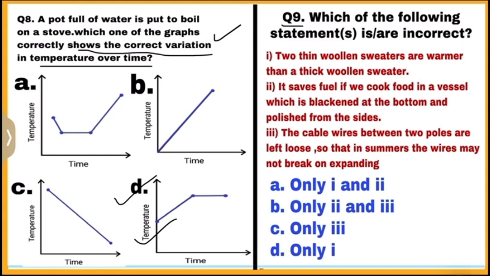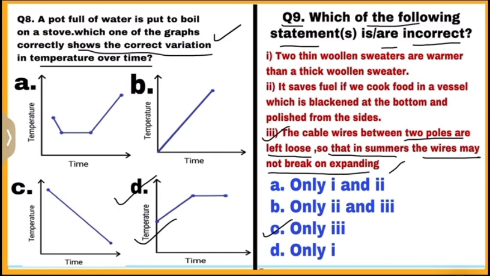Question number 9. Which of the following statement or statements is or are incorrect? Here statement 3 is incorrect. So option C is the correct answer. The cable wires between two poles are left loose so that in summers the wires may not break on expanding. This is the wrong statement. Here the cable wires break on contracting in winters. This is the correct statement. So here option C is the correct answer.